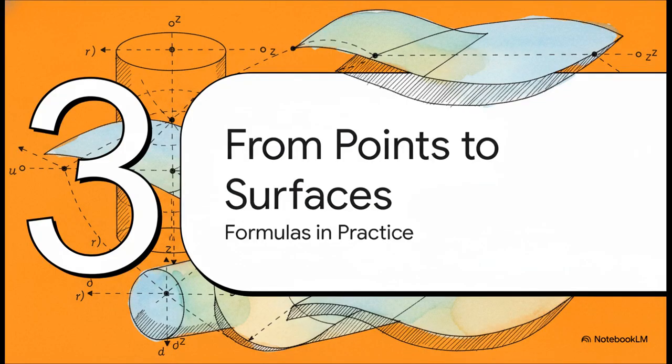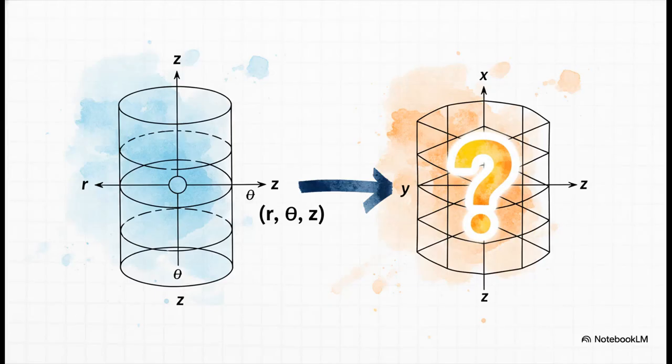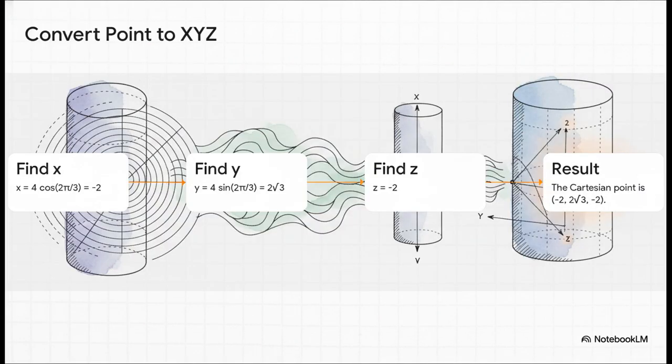All right, theory is one thing, but let's actually get our hands dirty and see how this works. We're going to walk through a couple of examples, starting with a simple point and working our way up to entire surfaces. Let's start with level 1, the most fundamental skill, just taking a single point in cylindrical coordinates and finding its home address back in the Cartesian system.